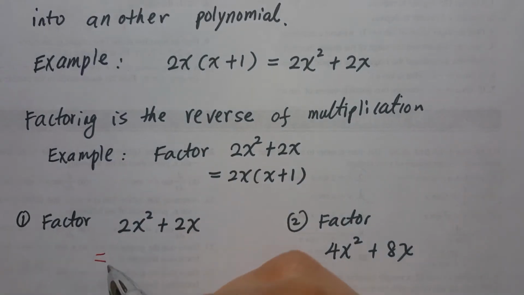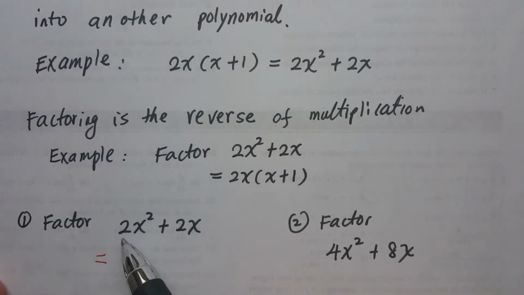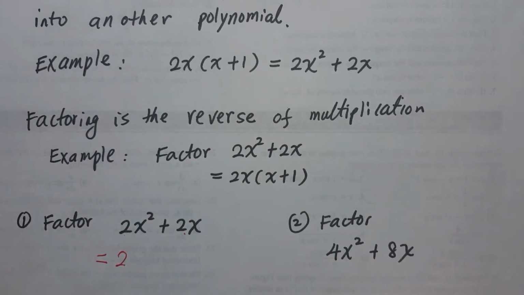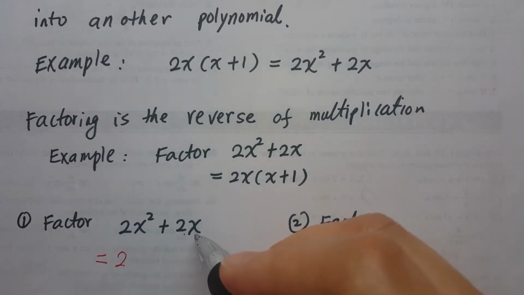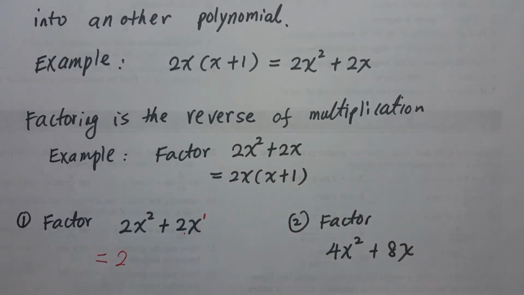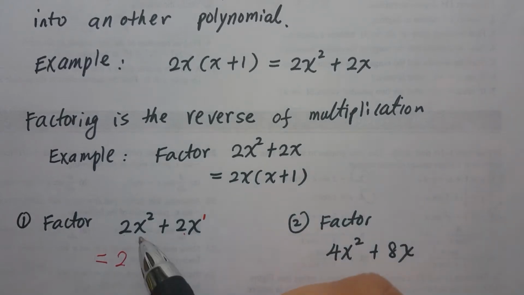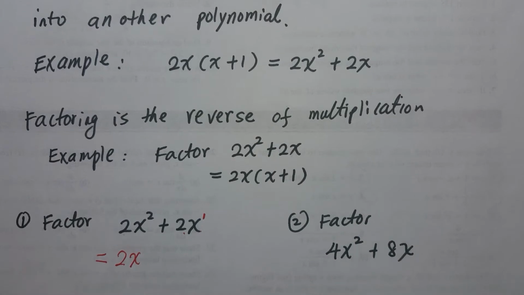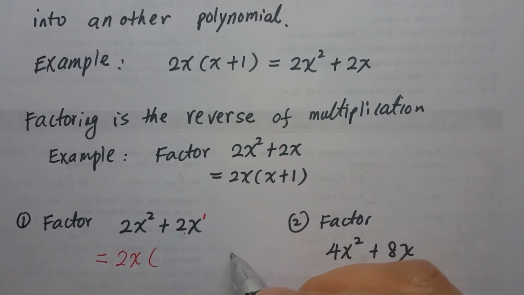So now you're going to compare the number first. We have 2 and 2, so they have 2 in common. Now we're going to compare the x. We get x squared and x to the first power. We take the one that has the smallest exponent out. So therefore, x to the first power is the one that goes outside. Now we put parentheses. We're going to find out what should be inside the parentheses.